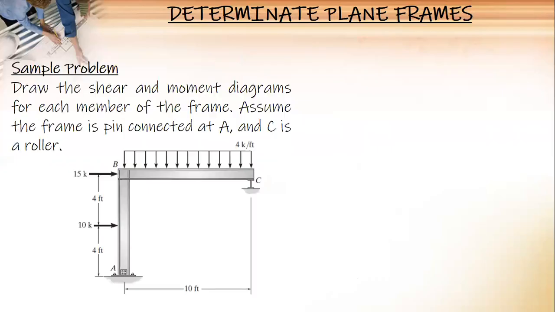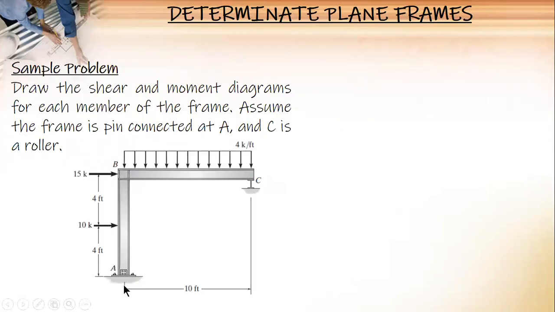Now, let's try a situation. Okay? So, the next problem is similar to the previous one, but there is a load at the joint. So, what are you going to do if there is a load acting at the joint? Okay. So, alright.